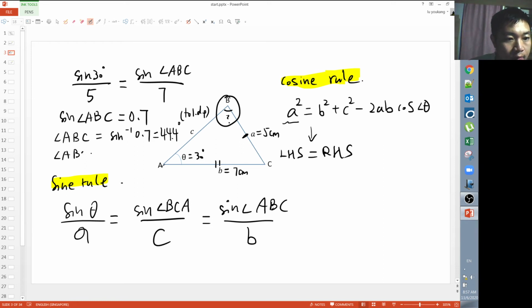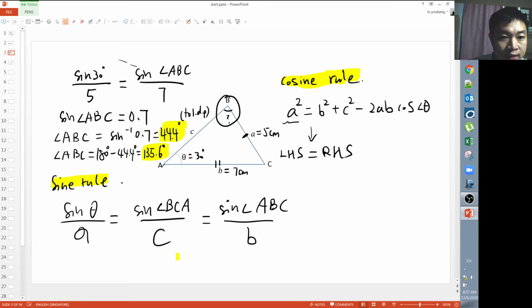angle ABC equals 180 degrees minus 44.4, so you get 135.6. They are both to 1 decimal place. So you're supposed to get two answers. One of the answers is this, and this is the other answer.